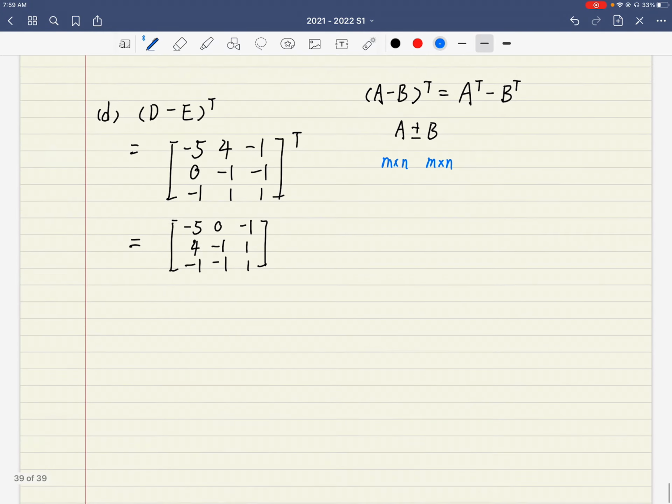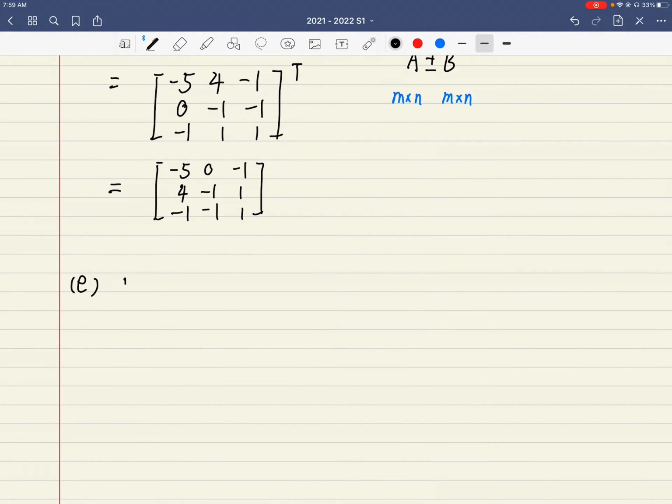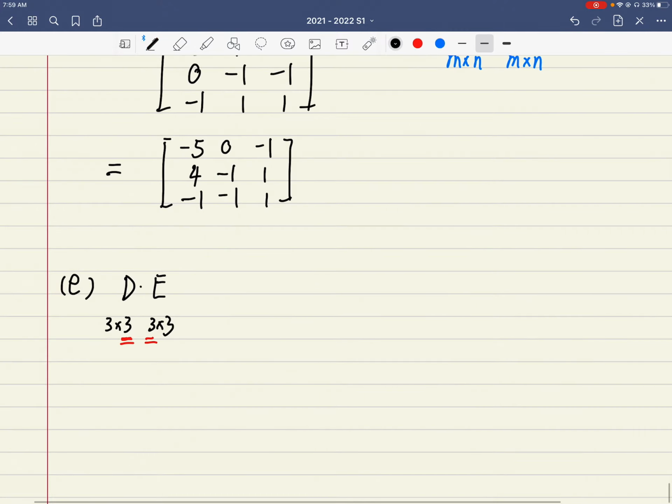Okay, so part E. I think part E, it's a matrix product, and I think I can leave it to you. It's D times E. So again, D is a 3 by 3 matrix, E is a 3 by 3 matrix. Right here, the number of columns of the first matrix is equal to the number of rows of the second matrix. So you can do it. Should copy it down.